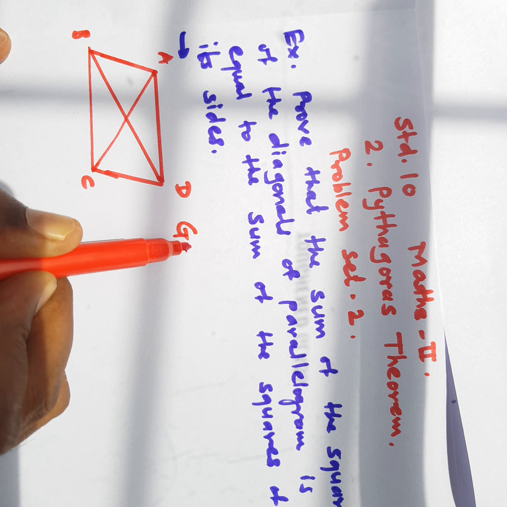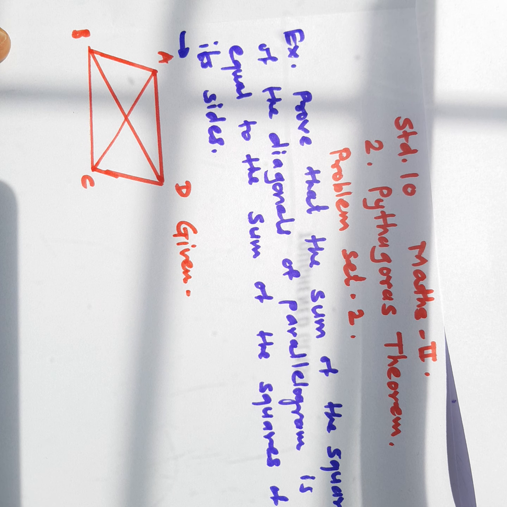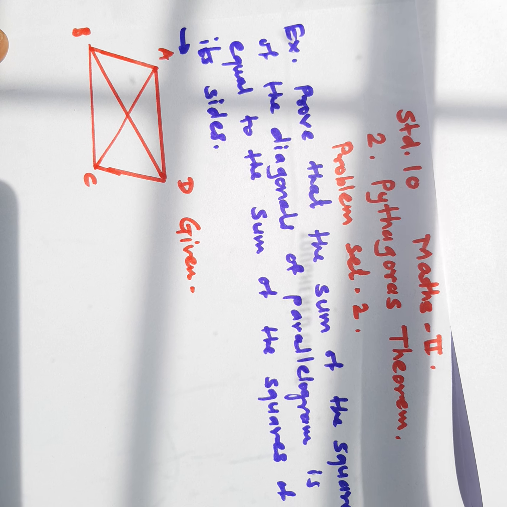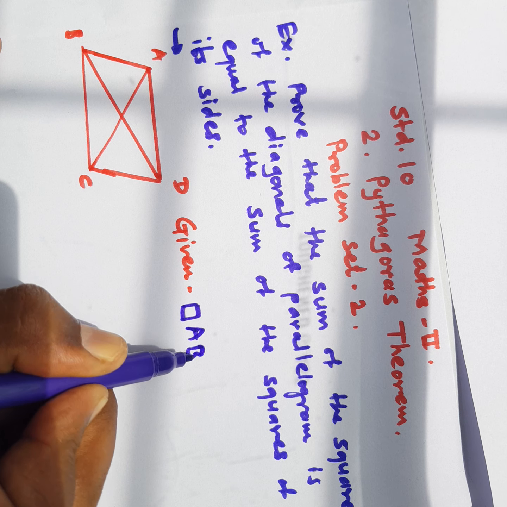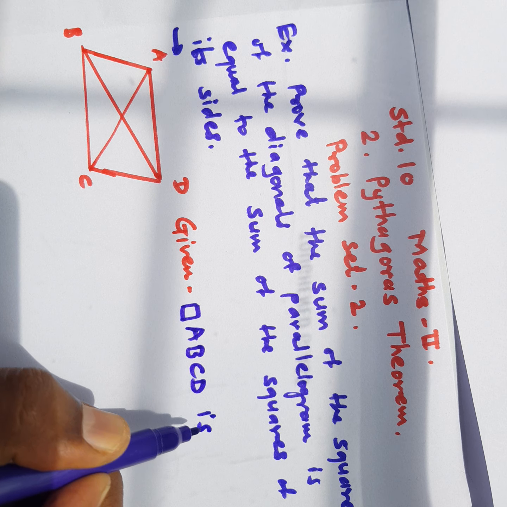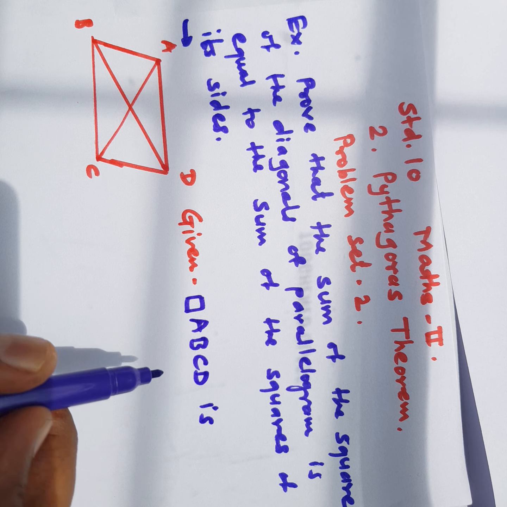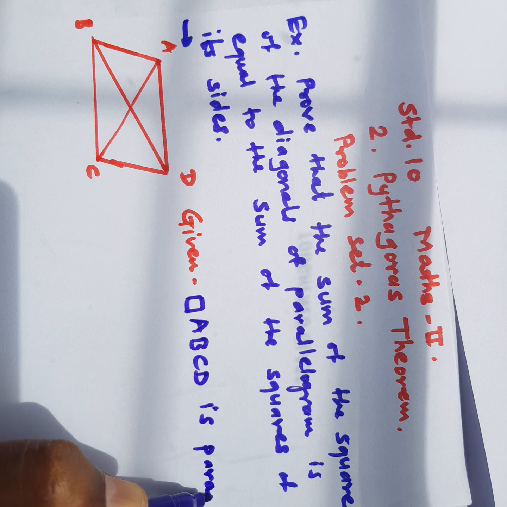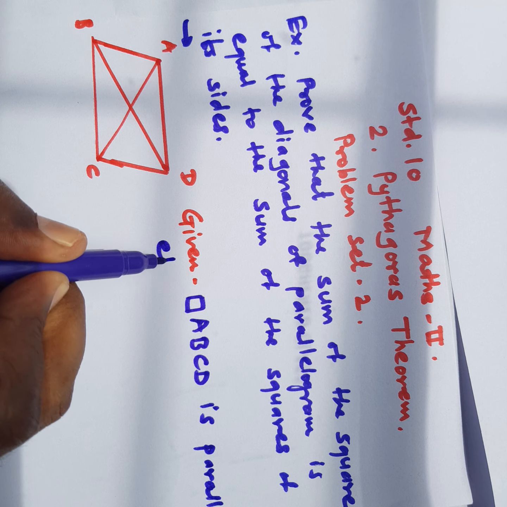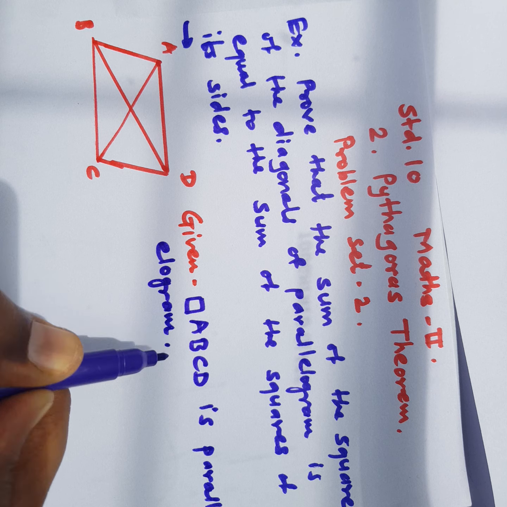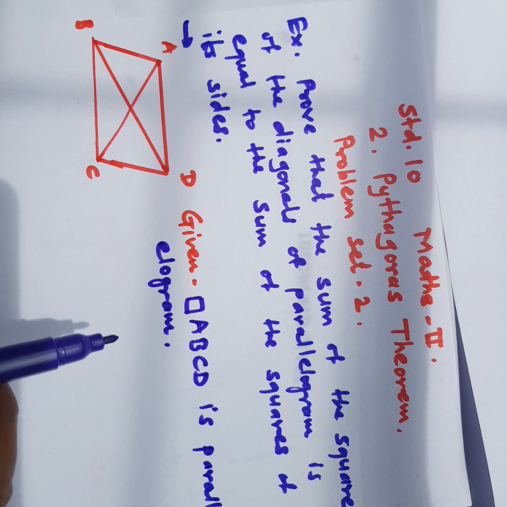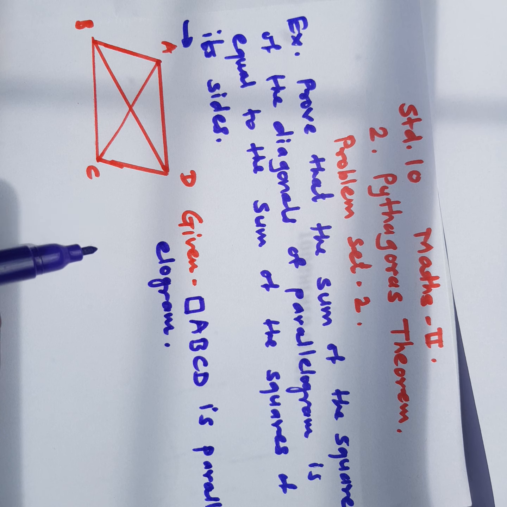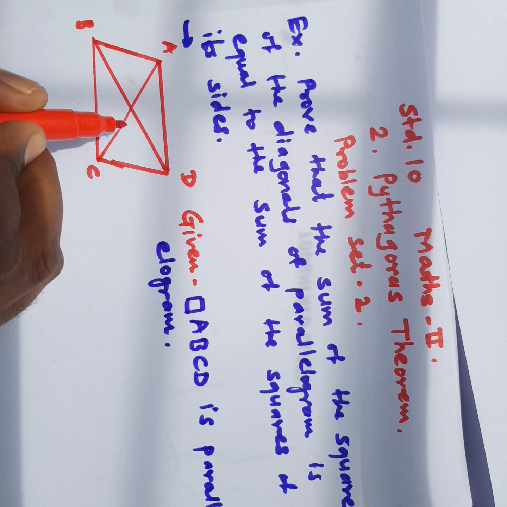Here we will write given. What is given here? That quadrilateral ABCD is a parallelogram, then its diagonals are AC and BD and they bisect each other in point O.